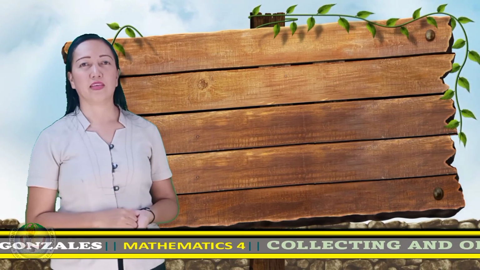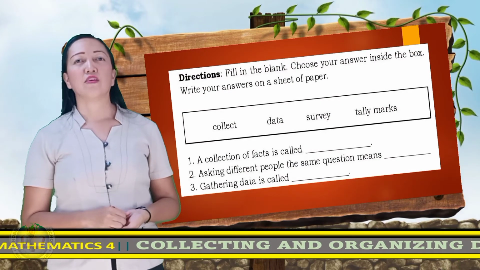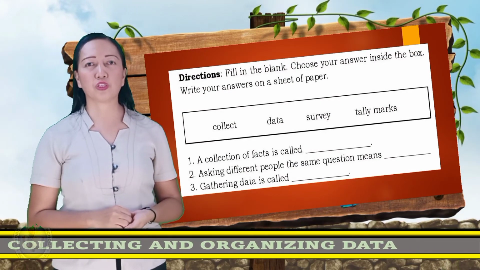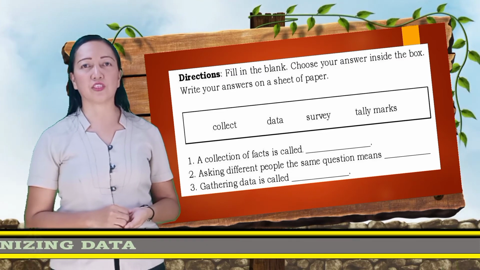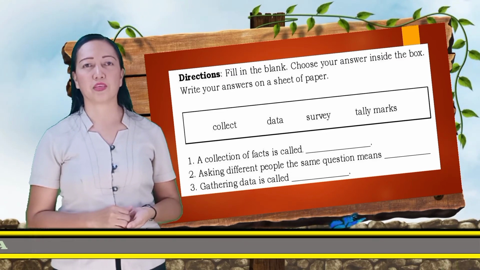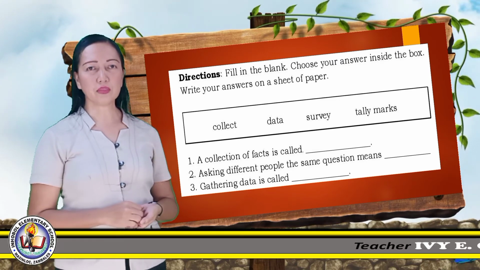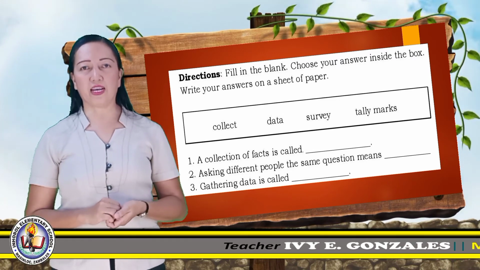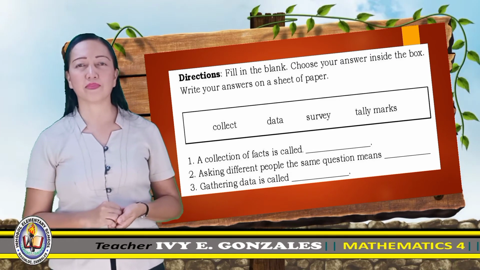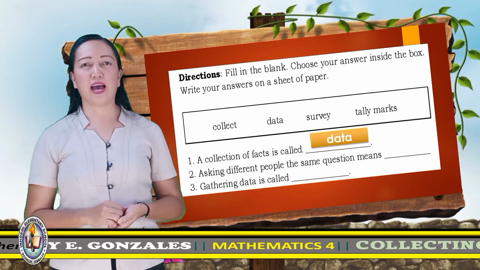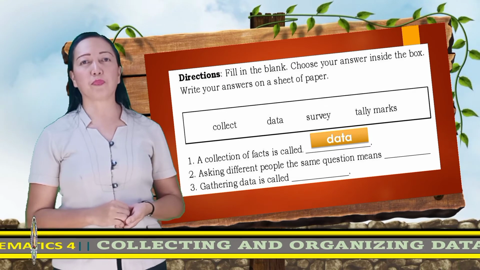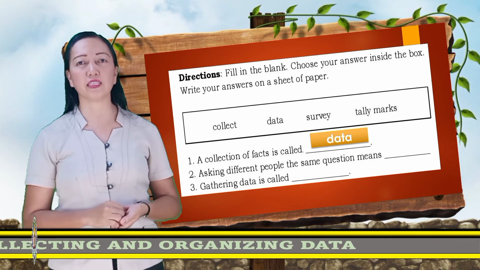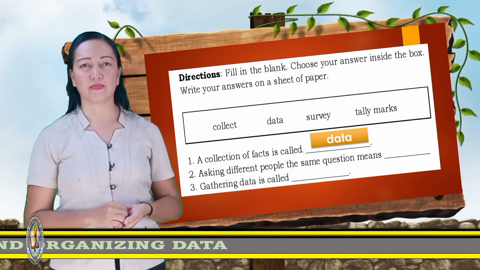Let us check what you have learned. Directions. Fill in the blank. Choose your answer inside the box. Write your answers on a sheet of paper. Number 1. A collection of facts is called blank. Correct, data.